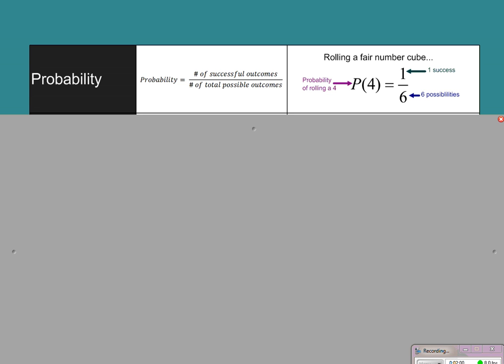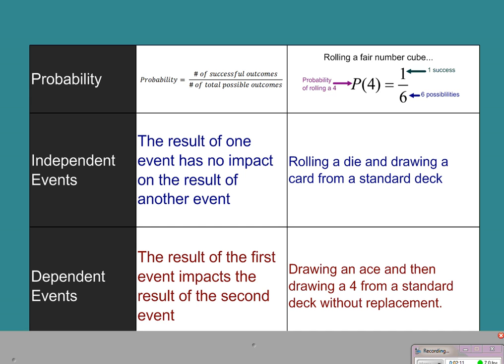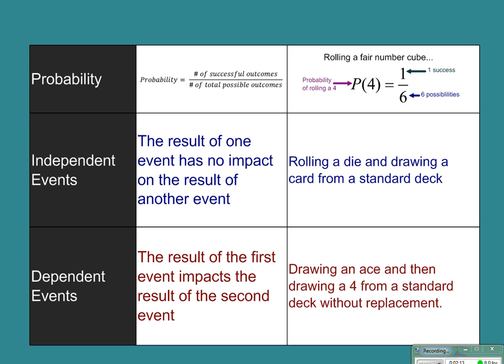So remember, probability is the number of successful outcomes out of the total number of possible outcomes. So rolling a fair number cube, probability of rolling a 4, just kind of what I had on the other page. Independent and dependent looks like this. Independent means one has no effect on the other. So rolling a die and drawing a card from a deck of cards, those two things are going to be independent events, basically because one's not going to affect the other.